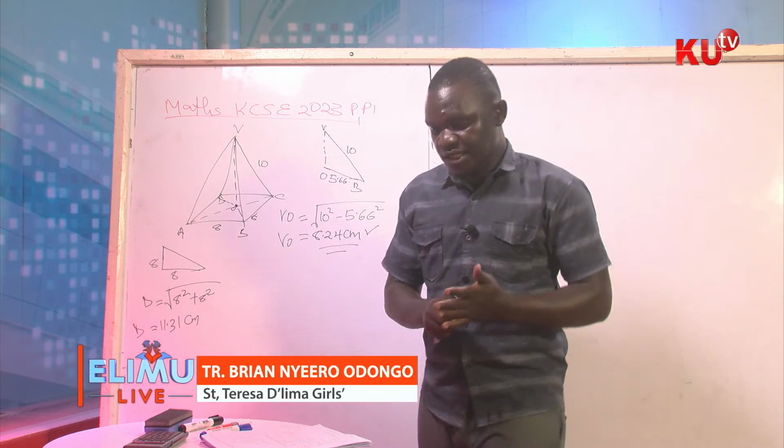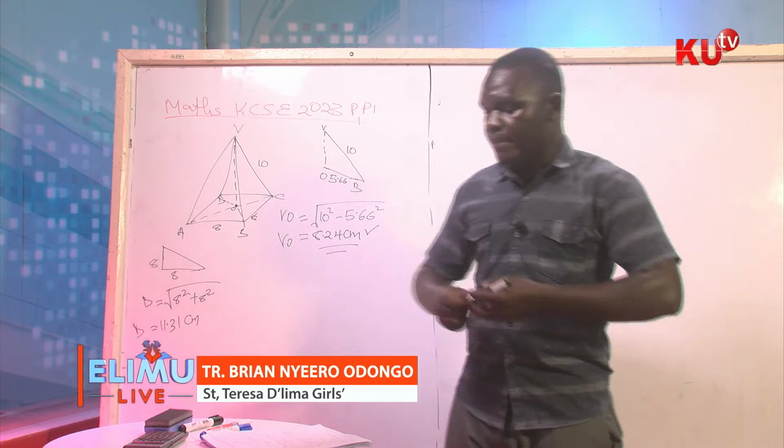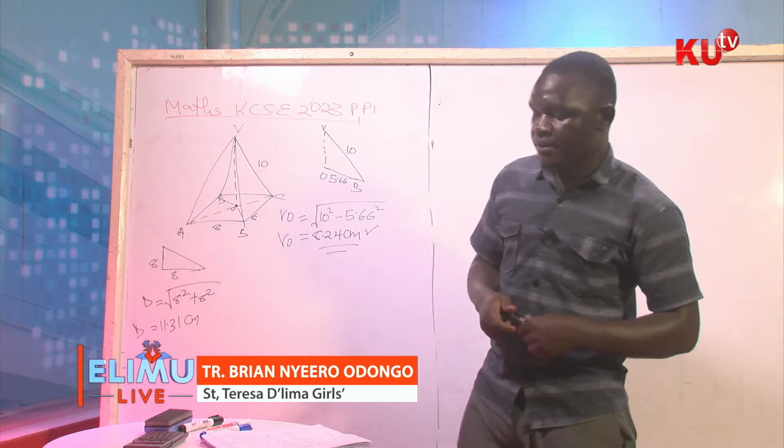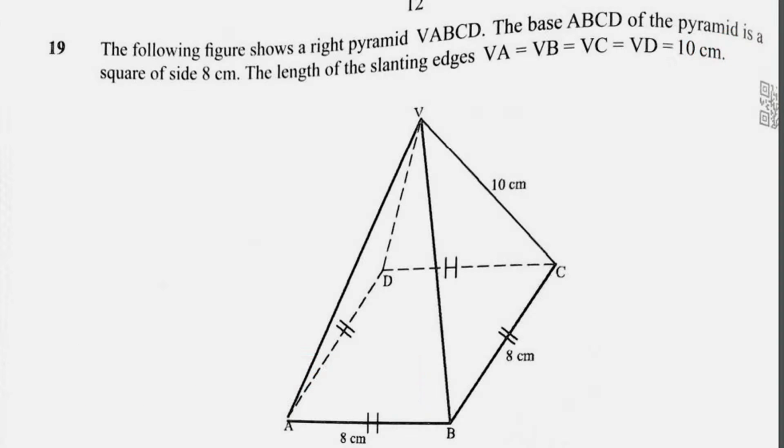Part B, the surface area of the pyramid. Now when you look at that pyramid, it is made up of the base, which is square, and on each side we have the triangles. Now, the surface area is the total area of each figure. Let's compute the areas of those triangles.